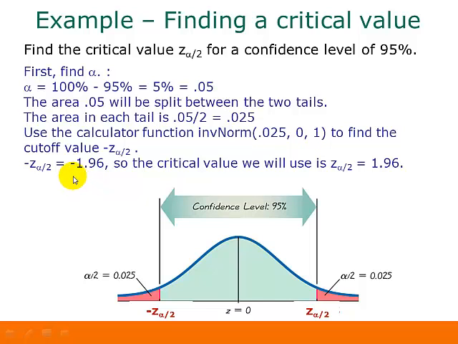If you put that in your calculator, you will come out with negative 1.96. So our value on the left side is negative 1.96. That means the value on the right side, which is the one we're actually going to use, is positive 1.96. So really all you have to do is take the negative off. Alright, so here's our picture with our two cutoff values. We have negative 1.96 on this side, positive 1.96 on this side.